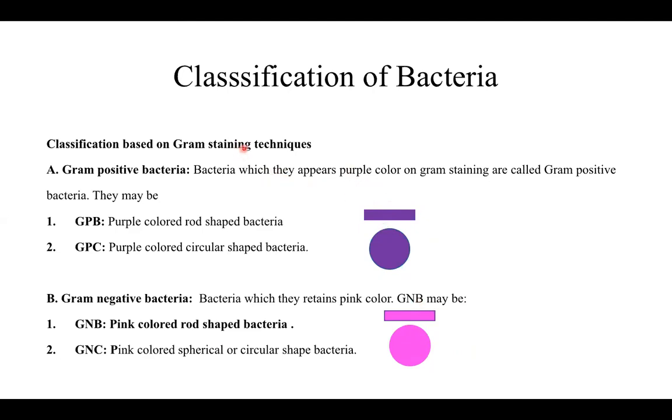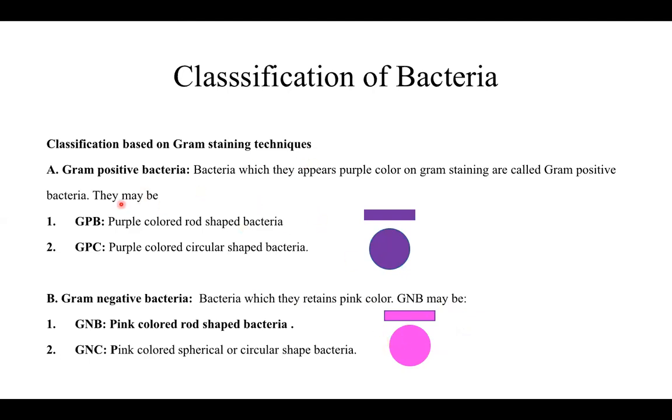Based on gram staining, the bacteria are broadly categorized into two groups, gram-positive bacteria and gram-negative bacteria. Those bacteria that retain the color of the primary stain, crystal violet, are gram-positive bacteria. And those bacteria that retain the color of the counter stain, safranin, and appear pink in color are known as gram-negative bacteria.